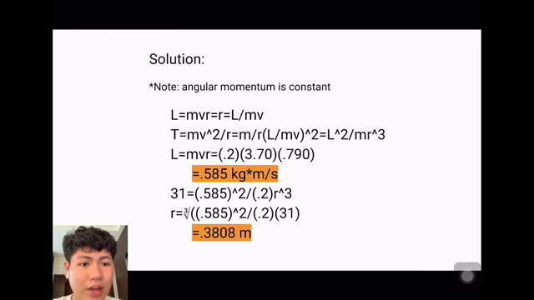Then we have 31. We plug that in as our breaking force, and then you equal it to L squared over m r cubed, and then you have to isolate r cubed. So we get the cube root of 0.585 squared over 0.2 times 31, and that'll equal a string length of 0.3808 meters before it breaks.